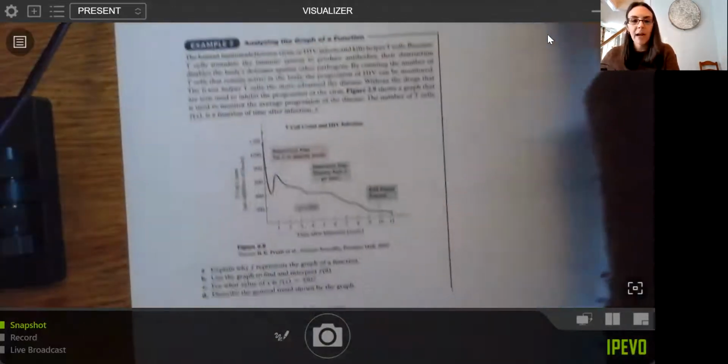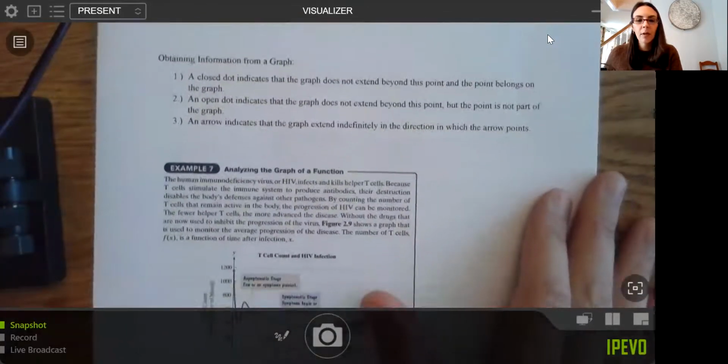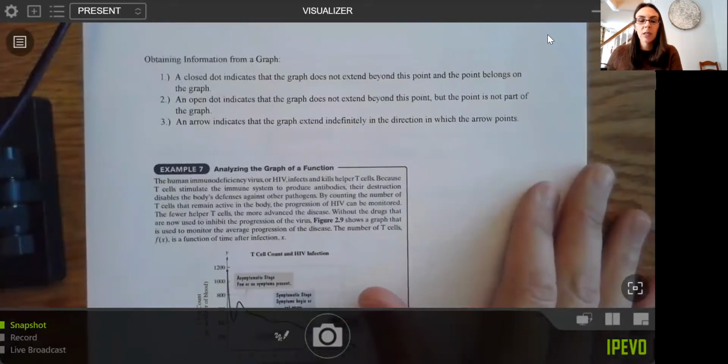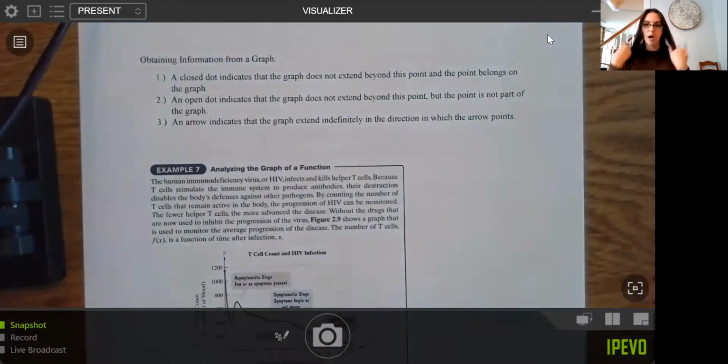Okay, let's talk a little bit more about graphs. Just a couple key things that I think everybody knows, but just reminders. On a graph, if you see a closed dot or a point at the end of the graph, that means the graph does not extend beyond that point, and a closed dot means that you include that point on the graph. If you have an open dot on your graph, then the graph goes until that point, but that open point is not included. It's actually like a little skip over on the graph. And of course, if you see arrows at the end of your graph, then you would assume that it keeps continuing in whichever direction the arrow is pointing.